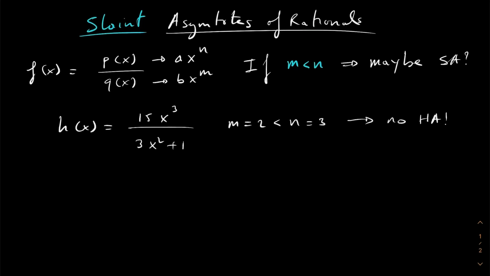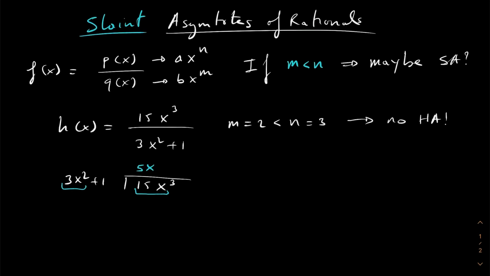Since I cannot do synthetic division here, I'm going to go ahead and do long division. If you want a reminder on how to do long division, check out note 38 where I talk just about that. And so I'm going to have here 3x squared plus 1, and under the division sign I'm going to have the dividend 15x cubed. Now I'm going to look at the leading terms and divide them out. 15x cubed divided by 3x squared is going to give me 5x.